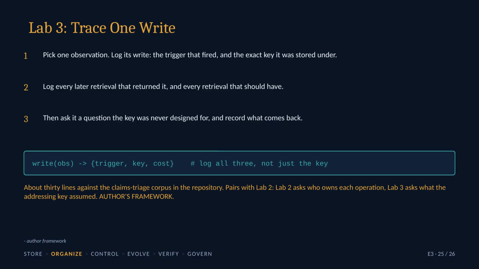Lab 3. Pick a single observation and trace it. Log its write, both the trigger that fired and the exact key it was stored under, because the key is the part everyone forgets to record. Then log every later retrieval that returned it, and every retrieval that arguably should have. Then ask the store a question that the key was never designed for, and write down what comes back.